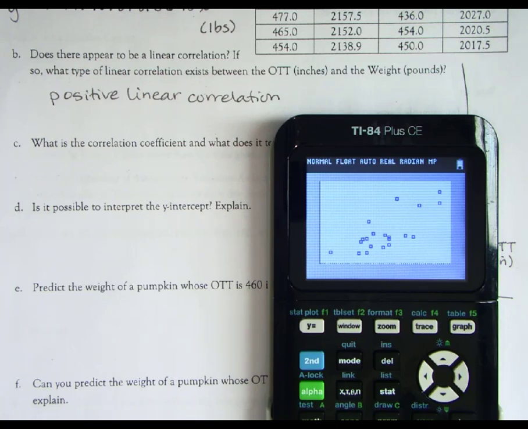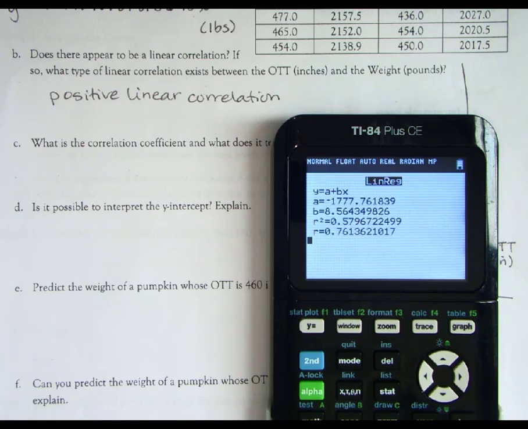For part C, it wants to know what the linear correlation coefficient is. That's found back when we did the linear regression equation. Our value for r is 0.761. Remember that a value that gets closer to 1 is considered very strong, and a value that gets closer to 0 is very weak. So 0.7 is kind of there. It's more on the positive side, but it's not super strong.